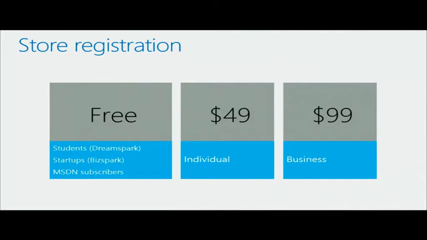With regards to your store registration, we have 3 different price ranges depending on what you're looking at. It's free if you're a student, or if you're a startup part of the BizSpark program, or if you're an MSDN subscriber. So to a lot of people, registering for the Windows Store is going to be free. It's $49 if you're an individual, and it's $99 if you're a business. The reason it's a little bit extra is because businesses go through a little bit of extra validation, but in the end, you can use an individual account to publish your game and be okay. There's not a lot of feature functionality for your game if you go with individual over business. Business is just the name, and they do go through a little bit of extra validation.